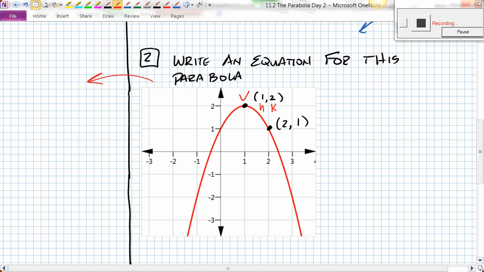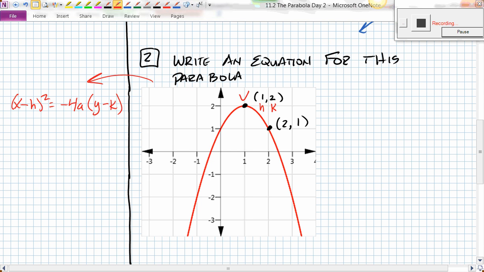Okay, so what equation am I going to use? What's the standard form for an equation that opens down, vertex is somewhere else? Yeah, Benny, what do you got? There you go. So we're going to use this form and plug some stuff in, right?